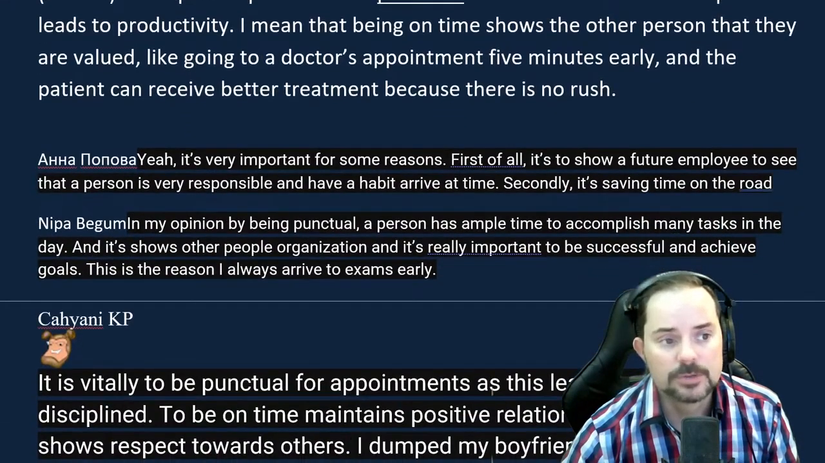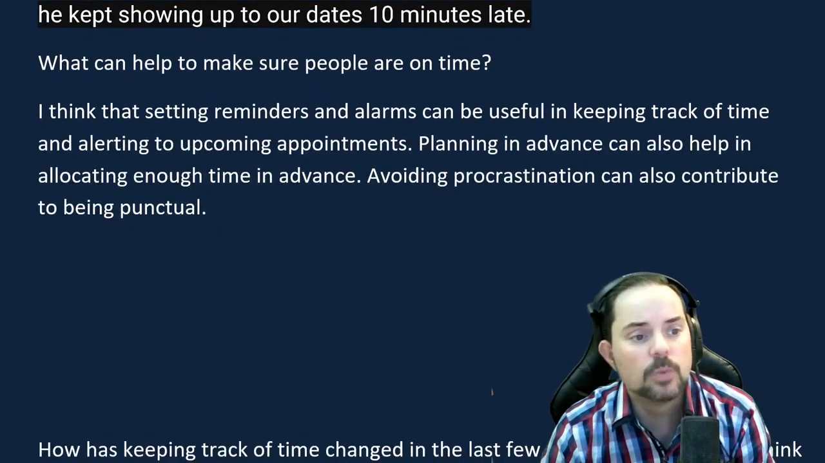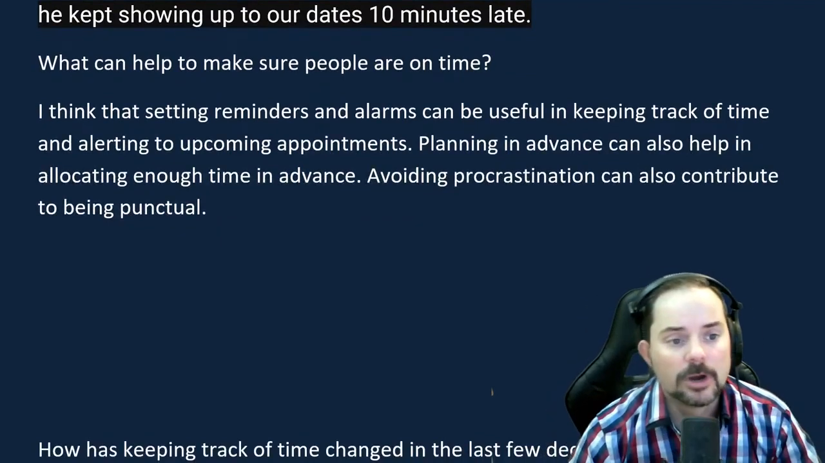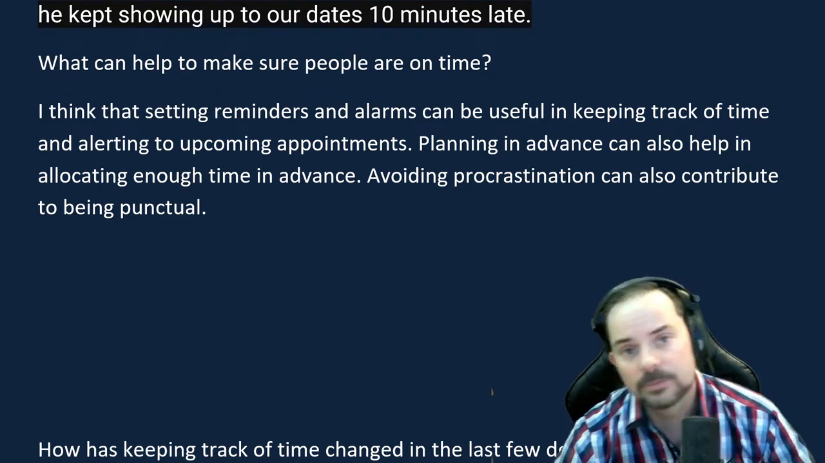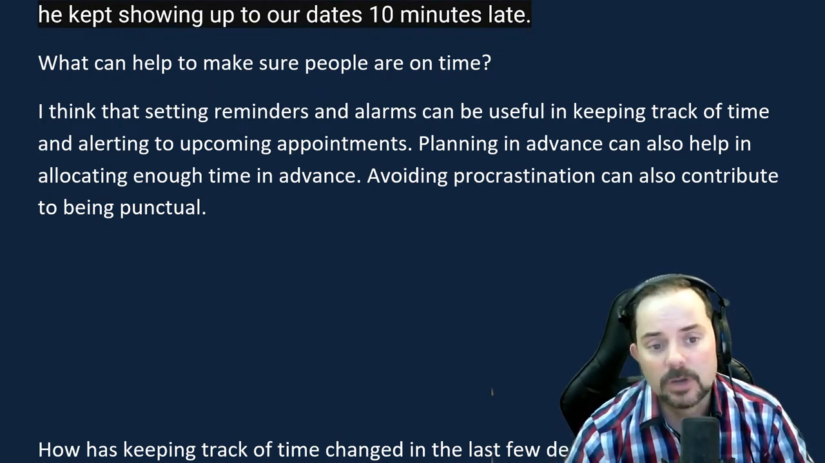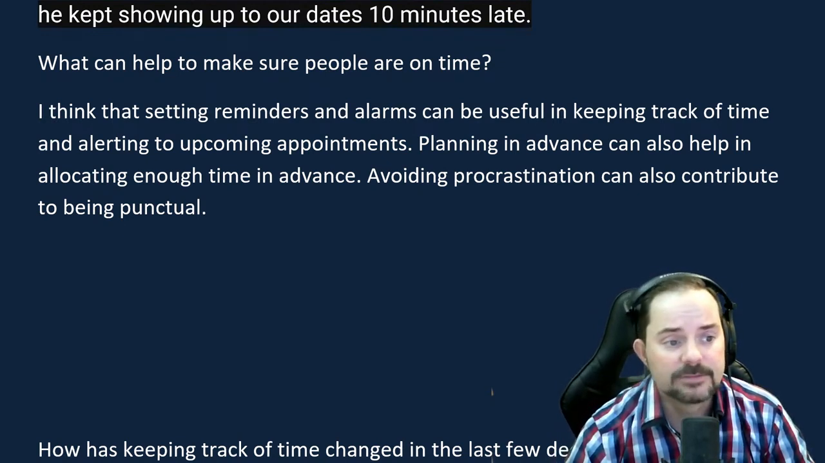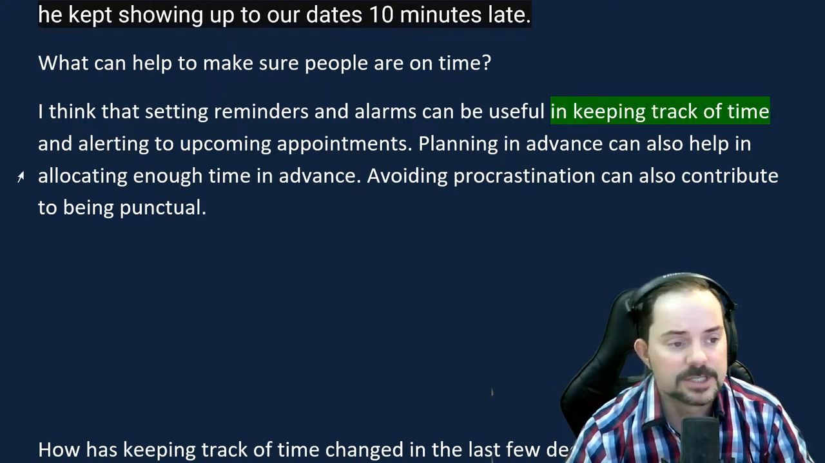I'm going to always work on those examples, okay? So here, the question is, what can help to make sure people are on time? And I think you have a really good answer explanation, and I'm just looking for that example. So you said, I think that setting reminders and alarms can be useful in keeping track of time. Keeping track of time, everybody. Again, some really nice English there by Amra.